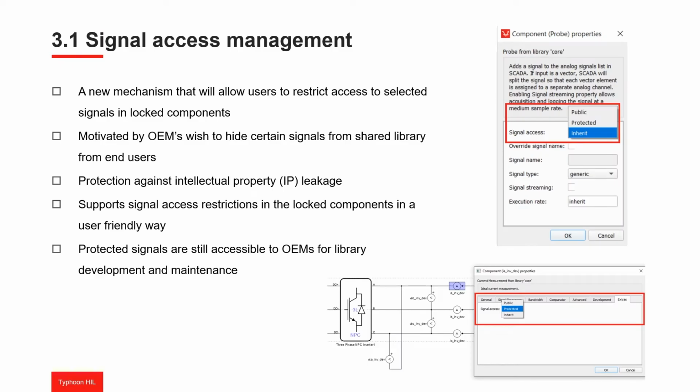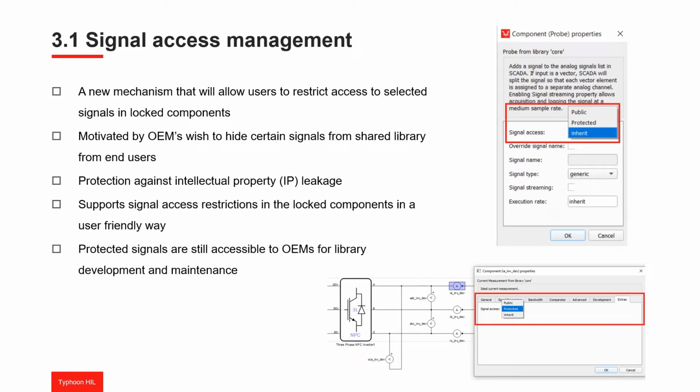From the 2022.4 version of Typhoon HIL software, Signal Access Management is included in Schematic Editor. Signal Access Management allows original equipment manufacturers to protect their intellectual property and safely share their encrypted libraries with end users. In order to keep developers' IP secured, encrypted libraries can now be even more protected using this mechanism.